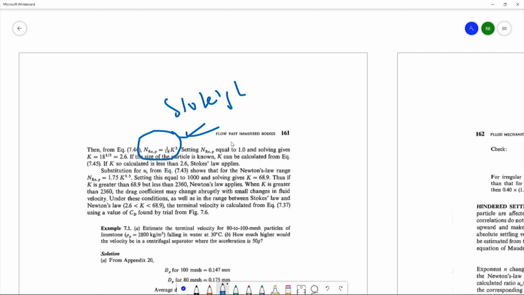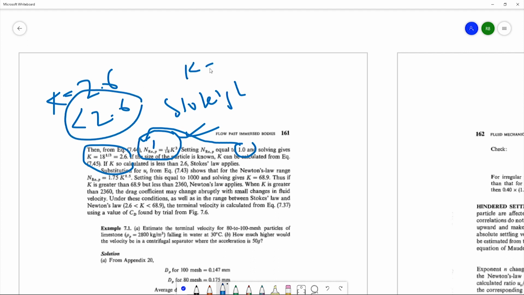In the Stokes regime, the Reynolds value is 1. So put 1 as the value of the Reynolds number, and you calculate K from this equation. You will get K equal to the cube root of 18, which is 2.6. That means if K is equal to 2.6 or less than 2.6, it is the Stokes regime. However, if the K value is greater than 2.6, then it is not the Stokes regime.